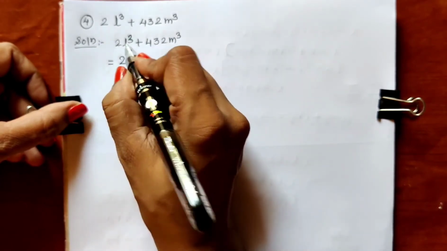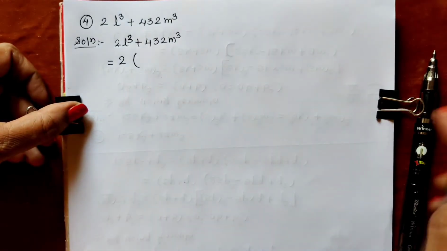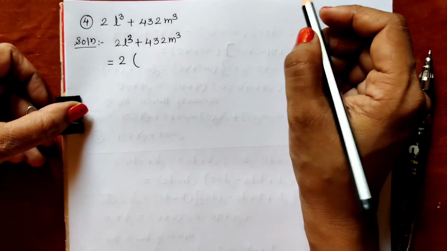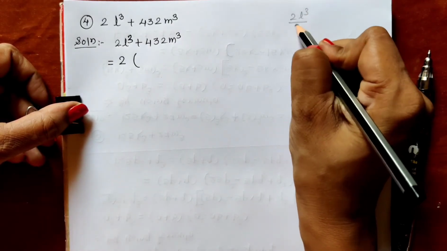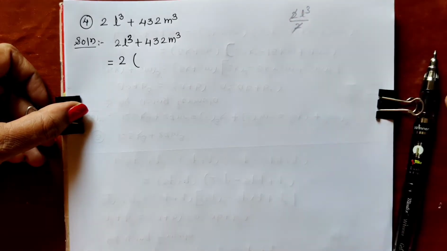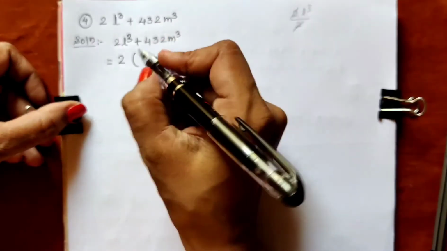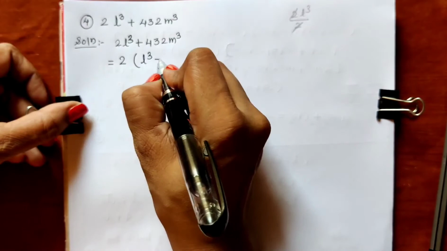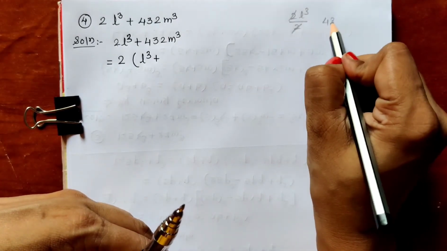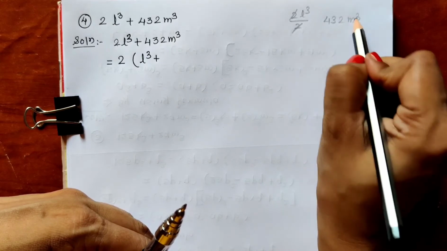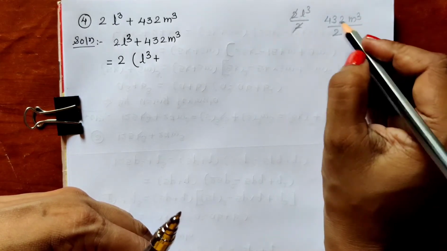From the first term, when we take out 2 common, what do we do? We actually divide by 2. So 2l cube divided by 2, what is remaining? Only l cube is remaining. That we will write inside the bracket plus 432 m cube, and we have to take out 2 common from it. That means we have to divide by 2.